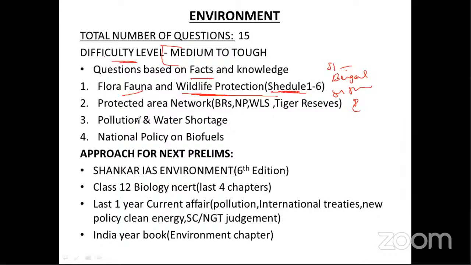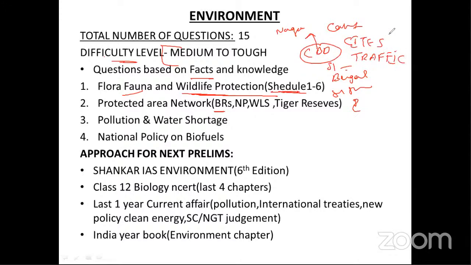Now, protected area networks. This is again very important for next year's prelims also. You should know all the biosphere reserves of India, and national parks, wildlife sanctuaries, tiger reserves. International initiatives for conservation of biodiversity are also important, like the Convention on Biological Diversity, which includes the Nagoya Protocol and the Cartagena Protocol. Apart from this, Ramsar sites, then TRAFFIC.